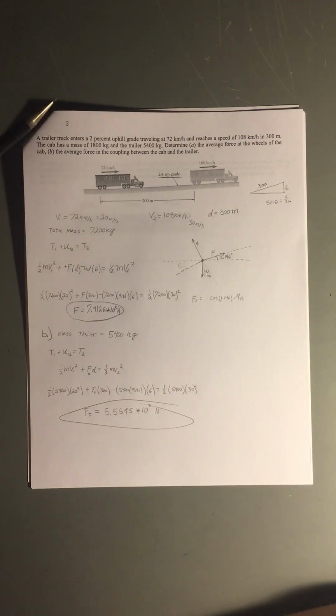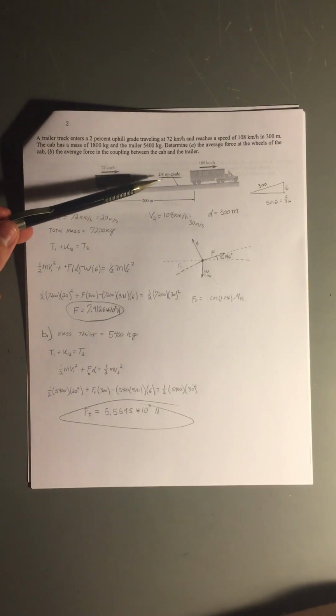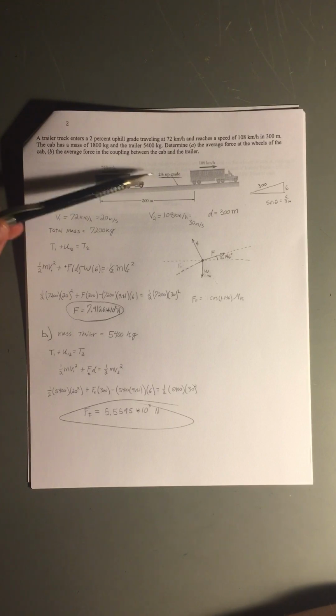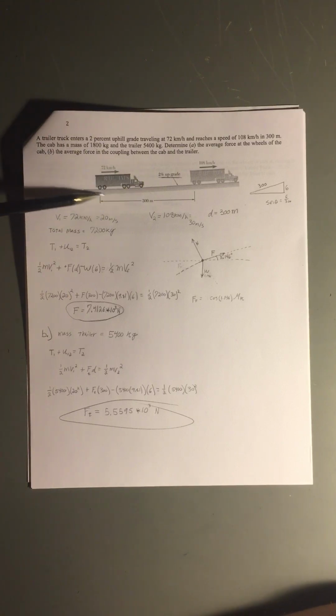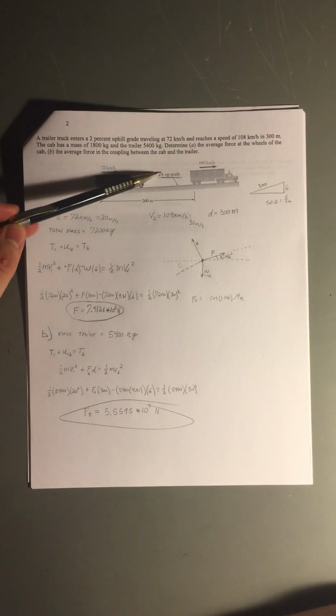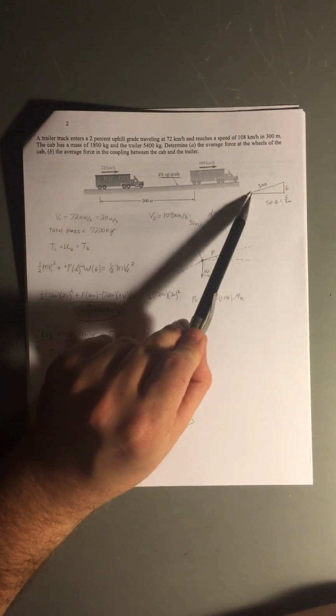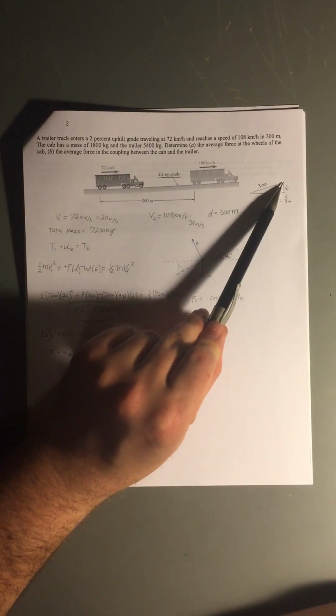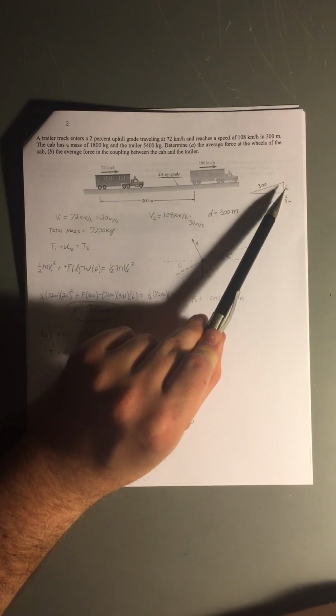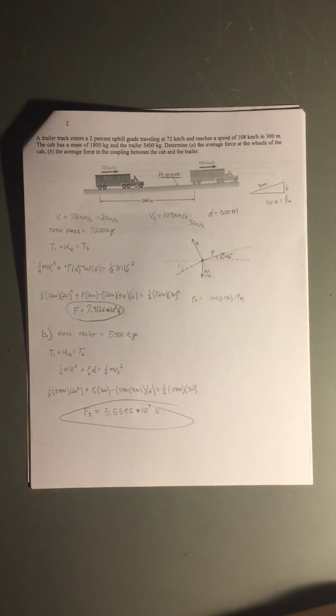I had to look this up, but it tells us that the incline of the road is a 2% grade. What that means is the height is 2% of this distance. So if we take 300 and multiply it by 0.02, or 2%, that tells us that for the 300 meters that we traveled up the incline, we had a vertical rise of 6 meters. That's important for us to know.